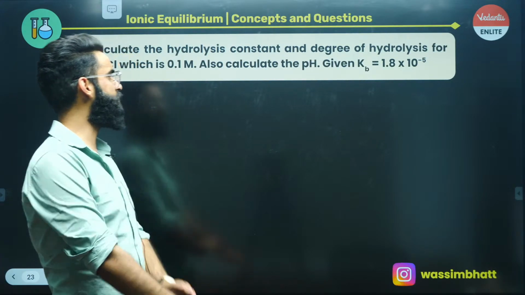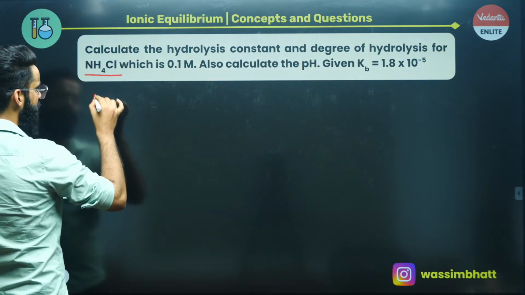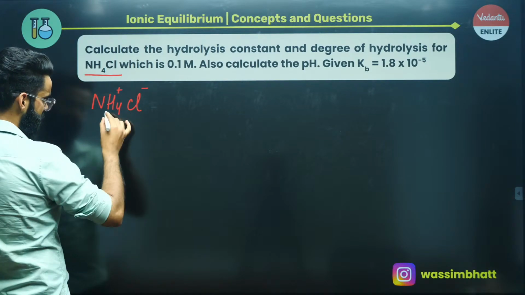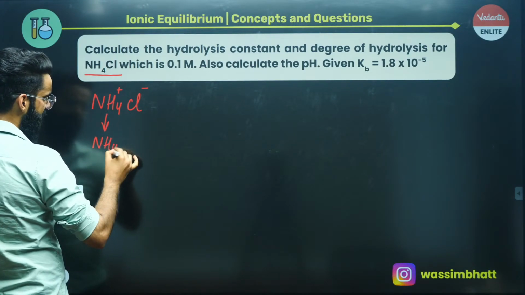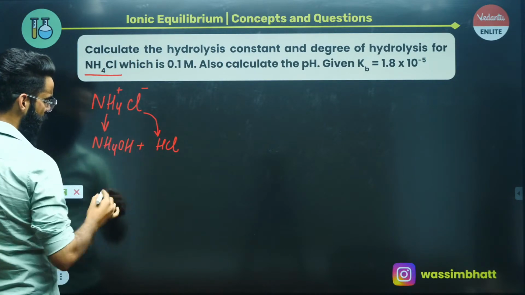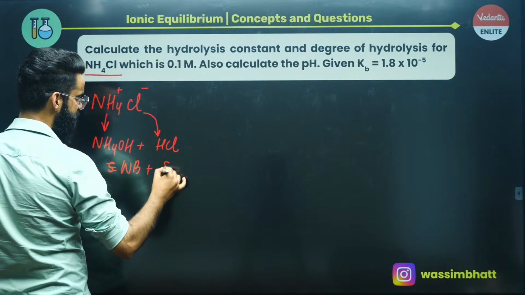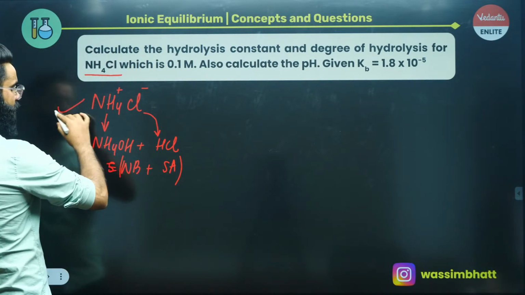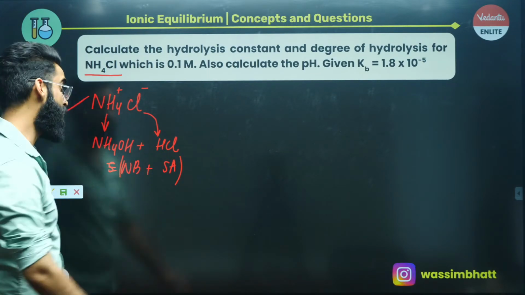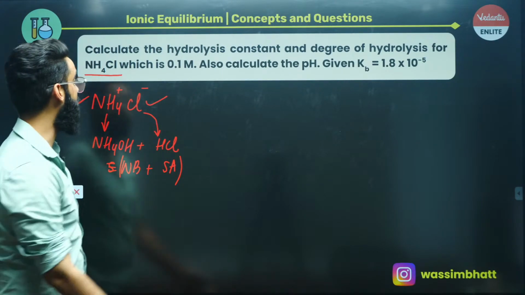Okay, calculate the hydrolysis constant and degree of hydrolysis for NH4Cl. First of all, NH4Cl is a salt, right? It contains two ions, NH4 positive and Cl negative. Can I say NH4 positive would have come from NH4OH and Cl negative would have come from HCl, right? This NH4OH is a weak base, and HCl is a strong acid. So basically, this is a salt of weak base and strong acid. And you know, when the salt of weak base and strong acid undergoes hydrolysis, how do we calculate the different parameters?